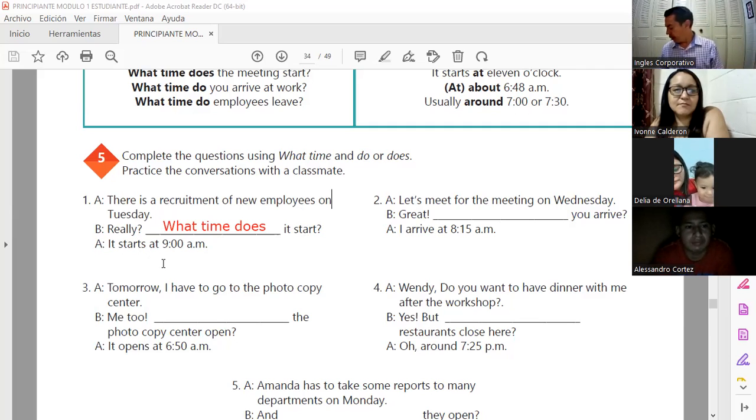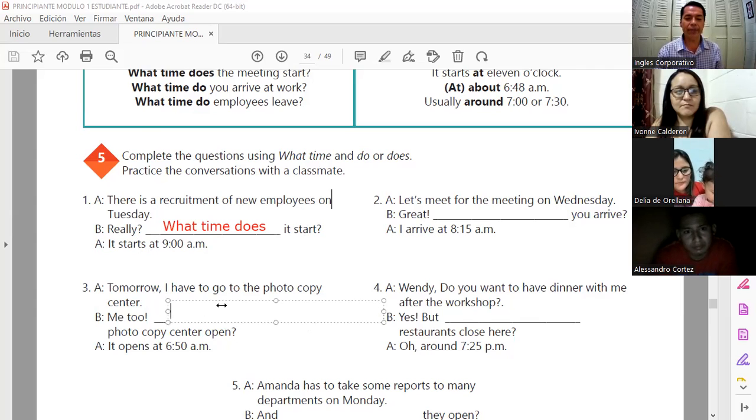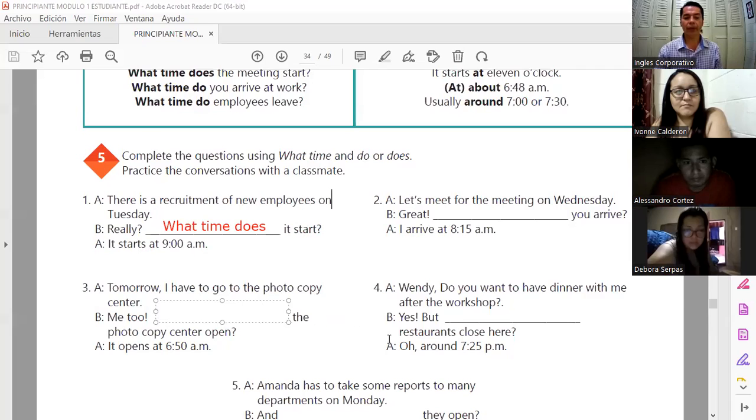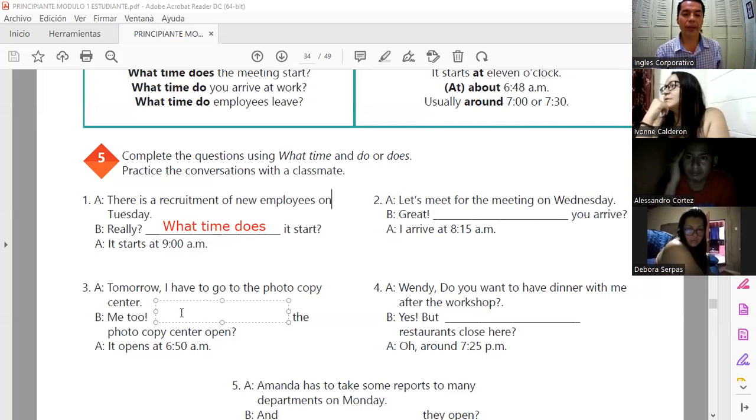Let's go to number three. Deborah, can you help me, please? Again, you're going to say what time? And the auxiliary, right? Remember, the photocopy center is singular, right? So what is the correct question? Where is? Is number three, right? But look, you're going to say what time, right? To begin, uh-huh. I don't understand. Okay, I will repeat.